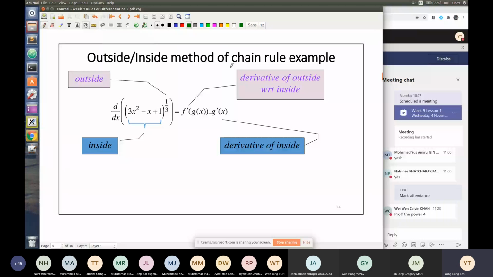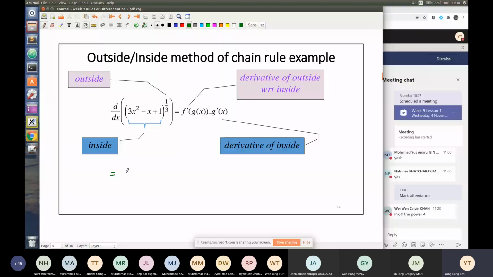For example, you have this guy, which is (3x squared minus x plus 1) to the power of 1/3. Clearly this is not so easy to expand, even because of the fractional power here. So hence, what we can do is the inside, outside. You can see this is your function, then it's to the power 1/3.